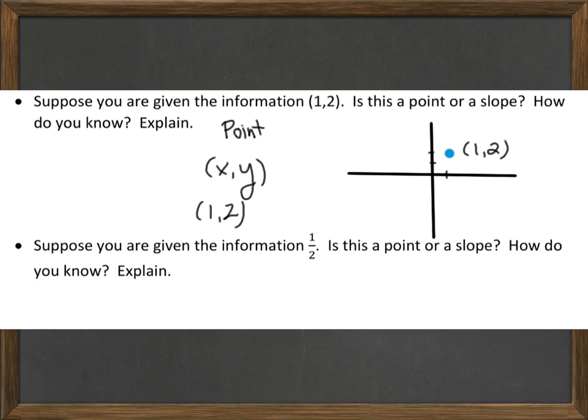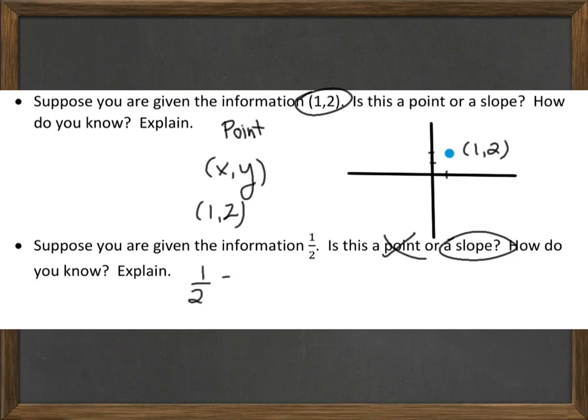Let's compare (1, 2), a point in space, to 1/2. 1/2 can mean a lot of different things in different contexts, but let's pretend I tell you 1/2 is either a point or a slope. Which one is it? Well, I know that it is not a point, because we write points or ordered pairs as x, comma, y. It's not written in that form. Therefore, it must be a slope.